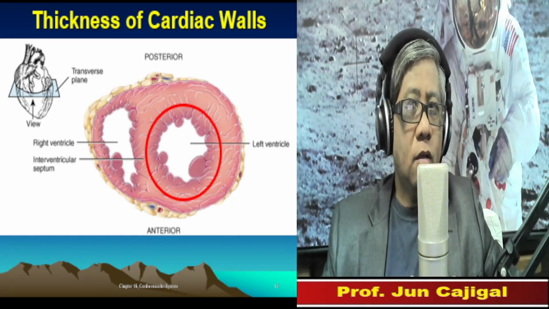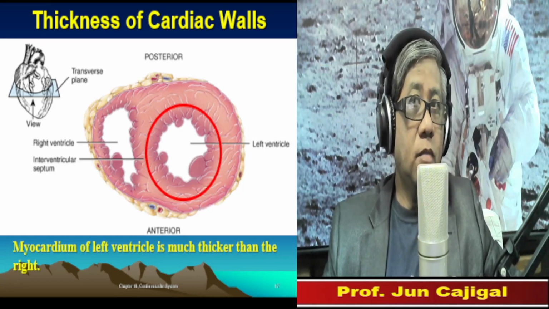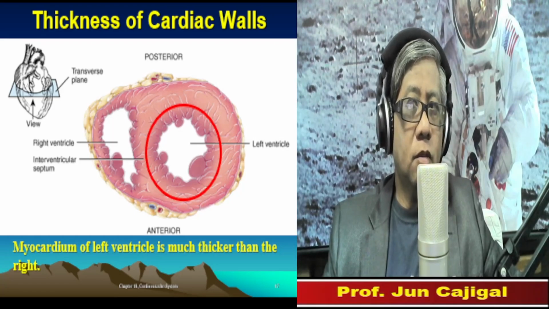Now, I would like to point out that the myocardium of the left ventricle is much thicker than that of the right ventricle, simply because the left ventricle must be able to pump blood throughout the entire systemic circuit, whereas the right ventricle simply pumps blood to the lungs. So again, the thickness of the myocardium will depend on the function of the chamber.